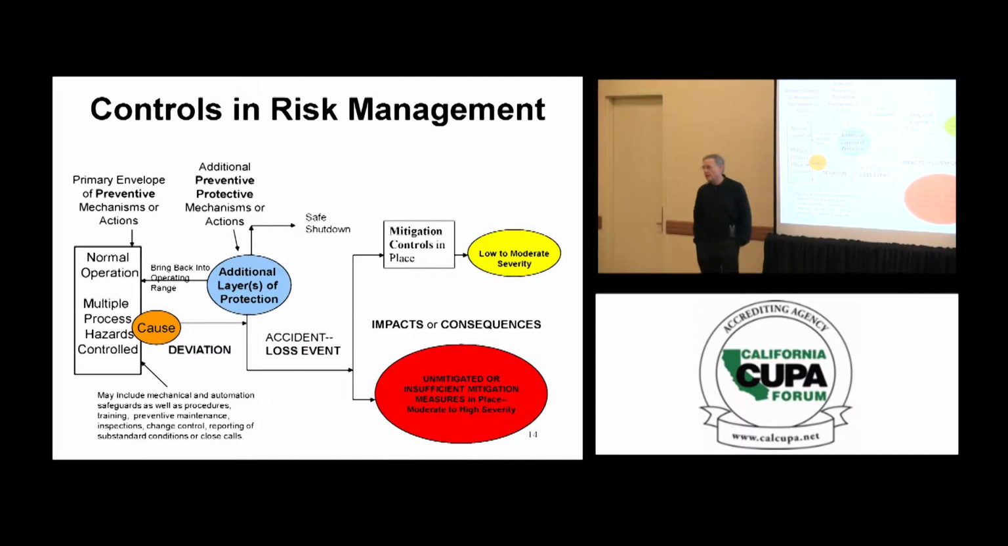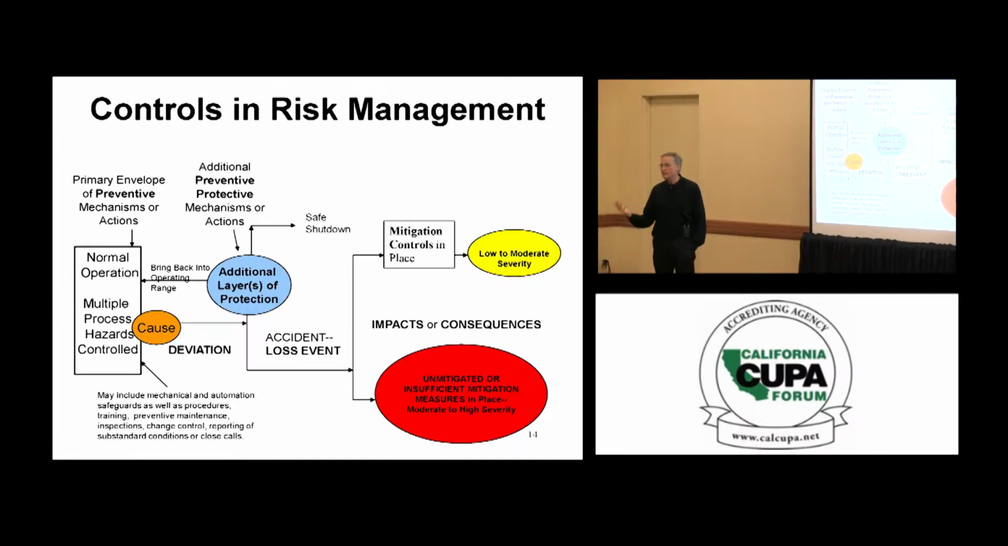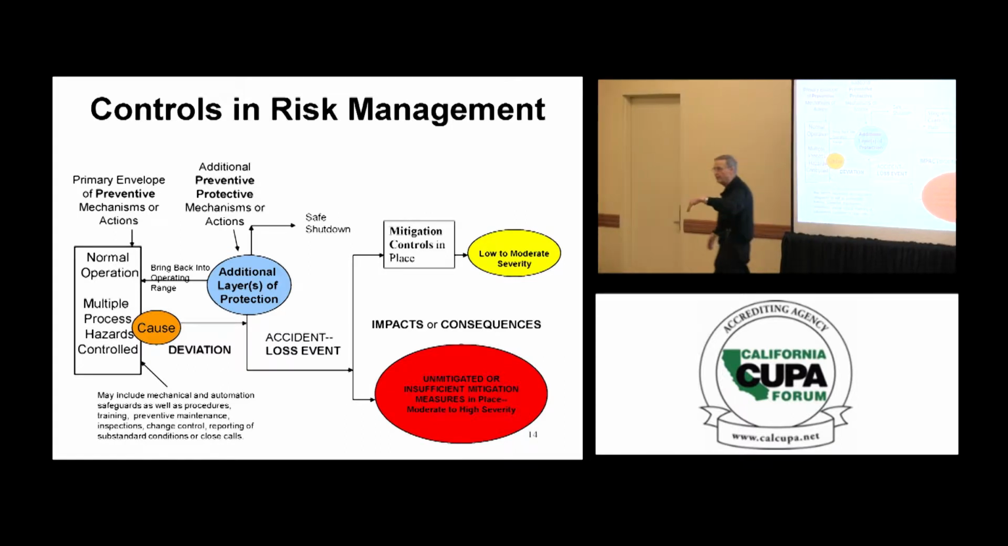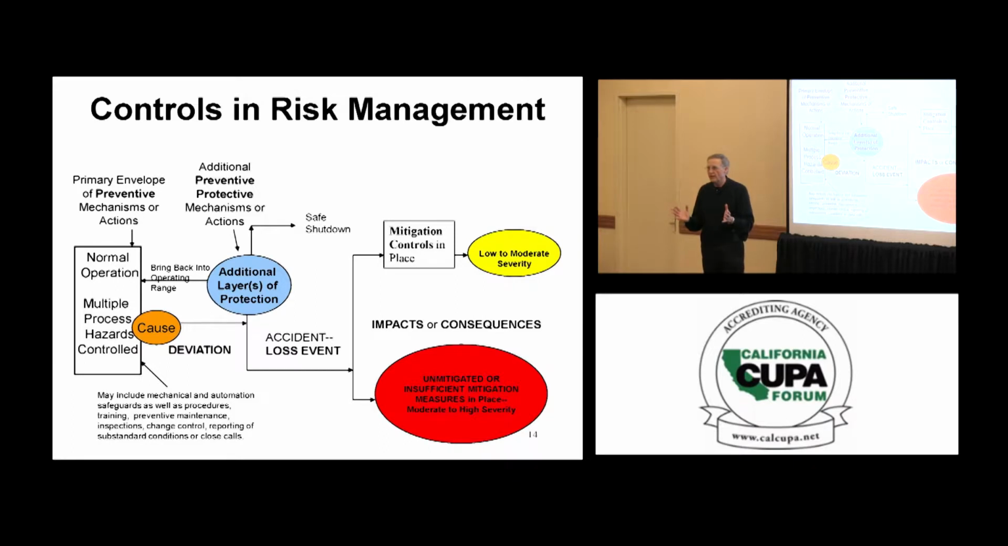There's an additional layer of protection. It's the pressure relief valve. And we might have two on there. We may have redundancy. So there may be two layers of protection, and we're going to eventually get to a safe shutdown condition. Or, if we don't get to a safe shutdown condition, in addition to the fire suppression system, we may have a scrubber on the vent line, so that we've got a caustic scrubber to produce bleach, so that we have low to moderate severity of an incident. So that's the concept of multiple layers of protection.